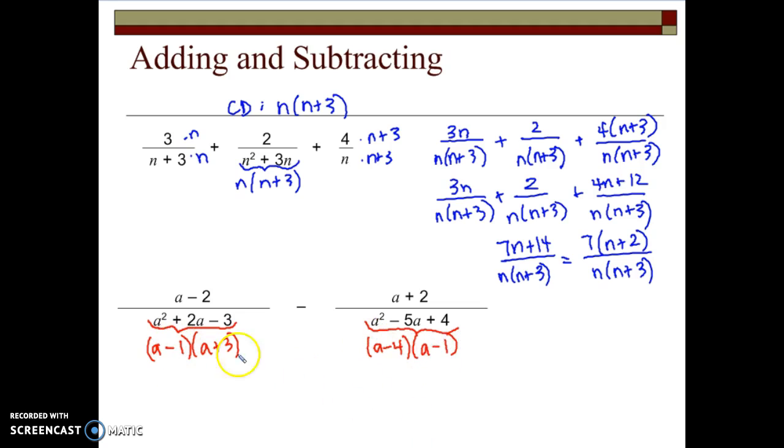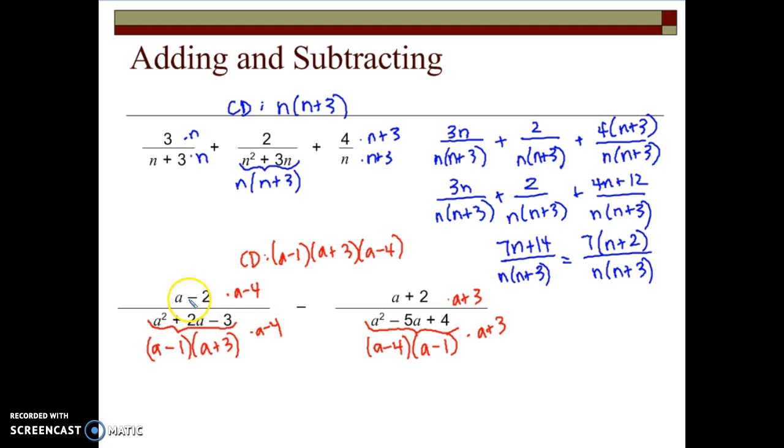All right, so they both have an a minus 1 in common, so that's part of my common denominator. But then I'm going to have an a plus 3 in there and an a minus 4. All right, so the first one's missing the a minus 4, so I'm going to multiply top and bottom by a minus 4, and the second one's missing the a plus 3. So top and bottom times a plus 3. Okay, now when I multiply, I have a binomial times a binomial, so I'm going to have to FOIL.